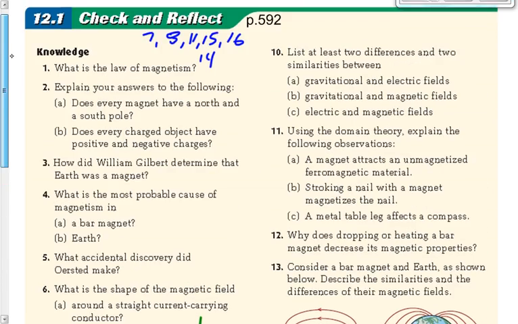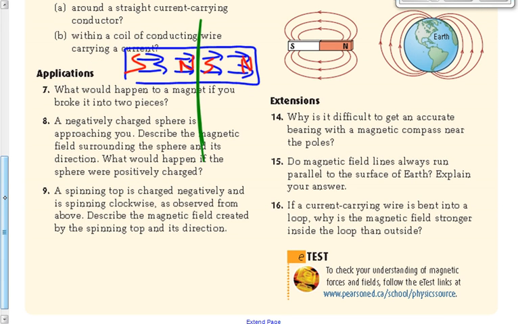Next question, question number 8. A negatively charged sphere is approaching you. Describe the magnetic field surrounding the sphere and its direction. What would happen if the sphere were positively charged? So let's picture this now. This negative sphere is coming towards you. It's like an electron coming out of the board here. If it's coming out of the board, we're going to use the right-hand rule, right? Thumb in the direction of the particle, which is out towards you. Fingers in the direction of the field. Which way is the field? Clockwise. The magnetic field is clockwise for number 8.